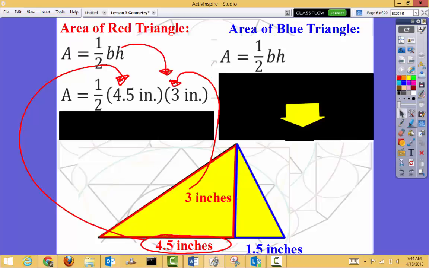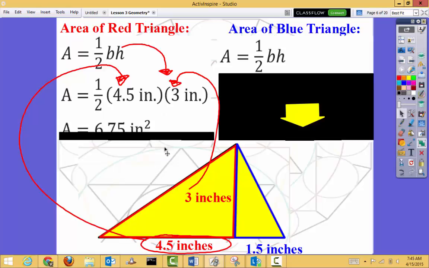So what do I do next? Well, I just multiply them together, and I get 6.75. So 1/2 times 4.5 times 3 is 6.75.